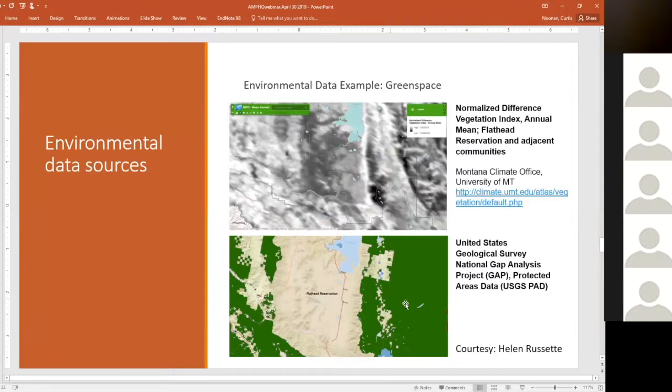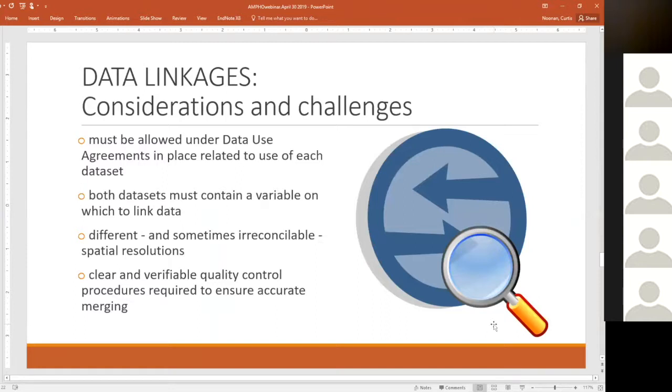The figure on the bottom here is just showing data from the USGS. In this case, it's showing protected areas, these are just public lands that are shaded green in this particular look at it. And you could go into the same data set and just identify recreational parks or other things. So those data sources are good as well.